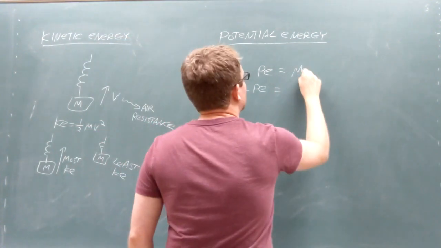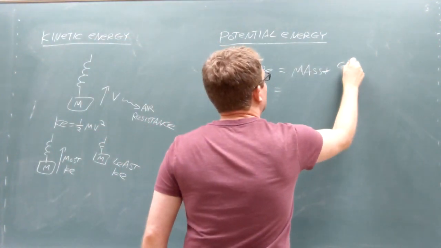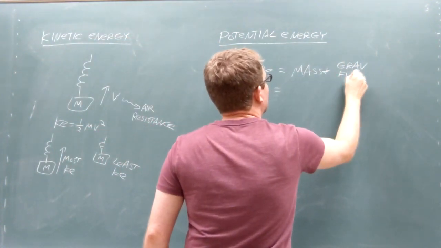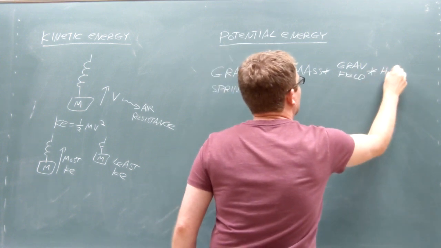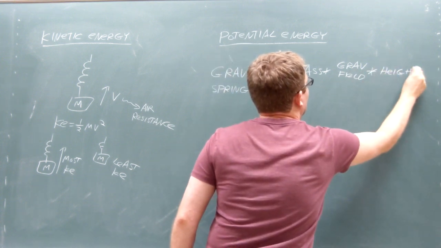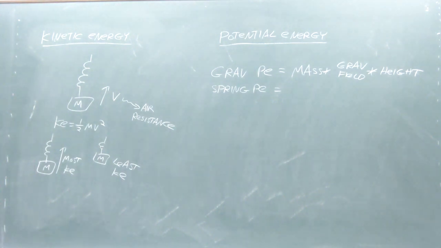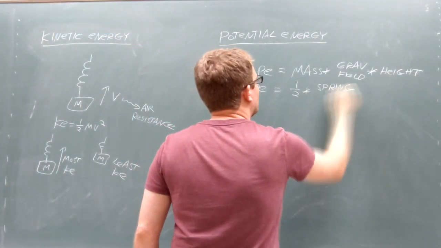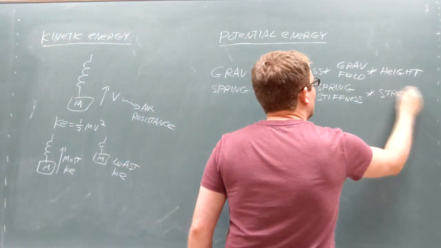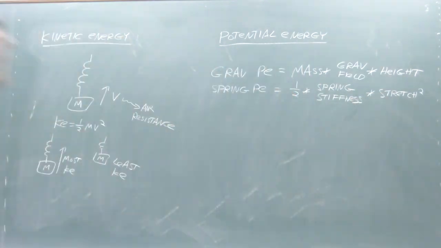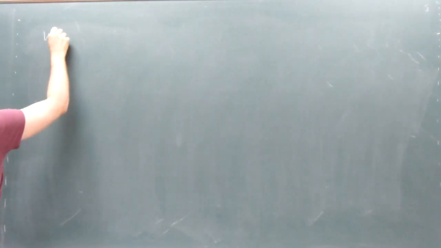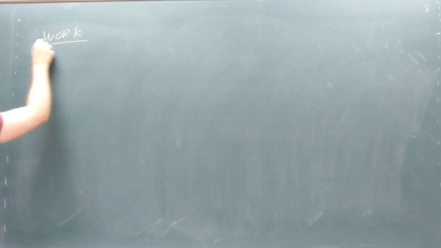Near the surface of the Earth, we can calculate the gravitational potential energy with a simple equation, given by the block's mass times the strength of the Earth's gravitational field times the block's height above the surface of the Earth. For the potential energy stored in the spring, we take 1/2 times the spring's stiffness times the stretch in the spring squared. The last kind of energy we need to think about is called work.